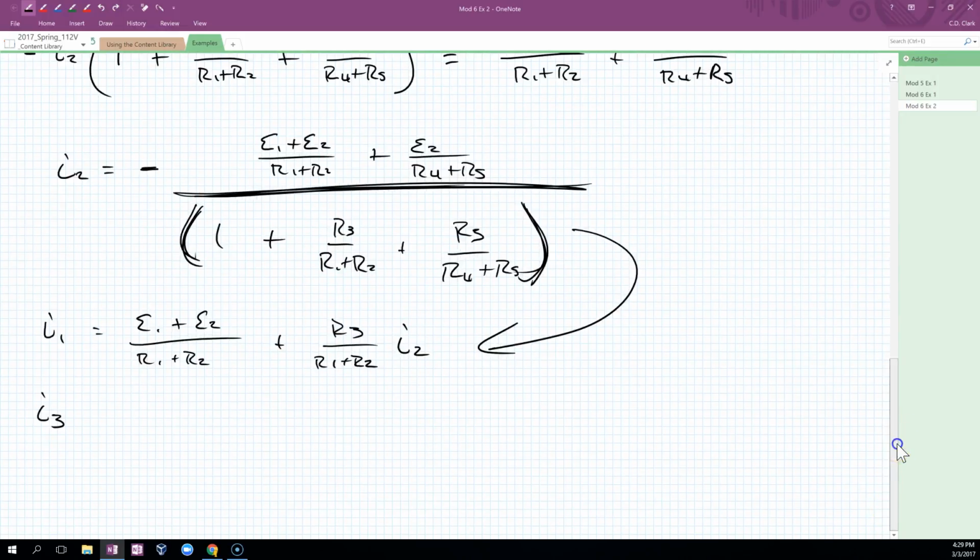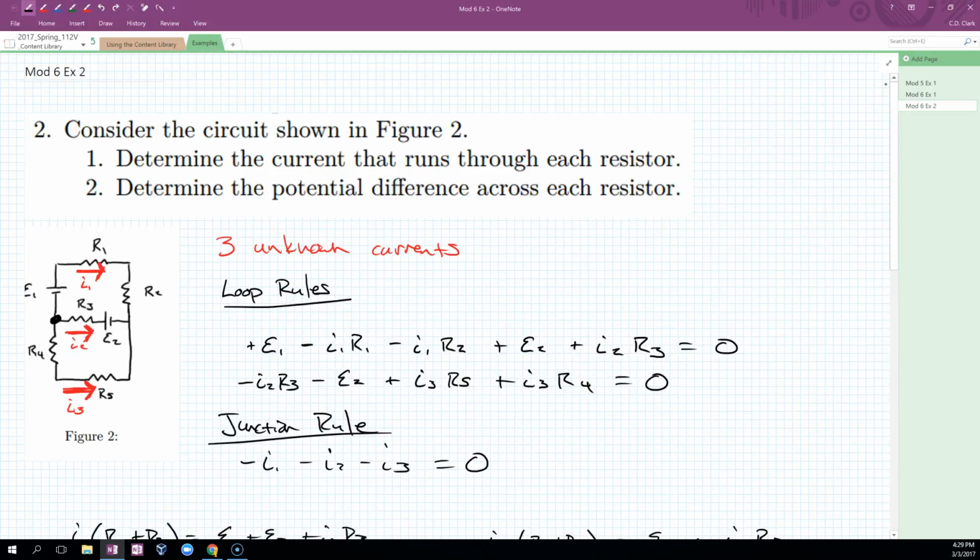So that's an example of using Kirchhoff's rules. And we had to use Kirchhoff's rules in this case because of this EMF right here. If that EMF wasn't there, then we could actually have turned this into a single effective resistor and done it just like we did in example 1.